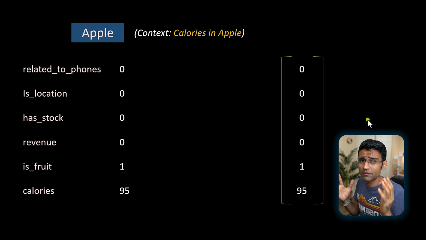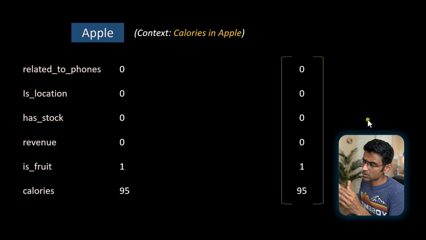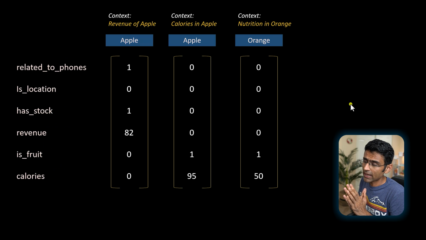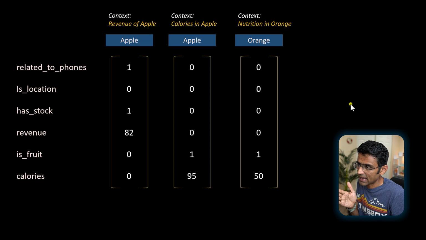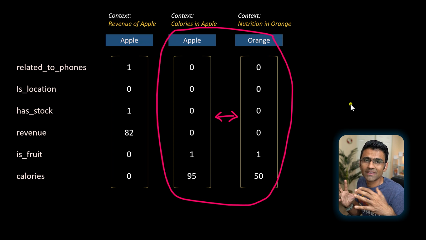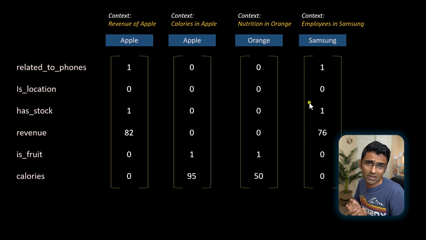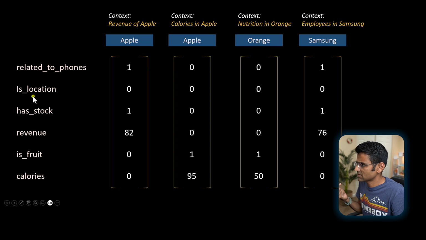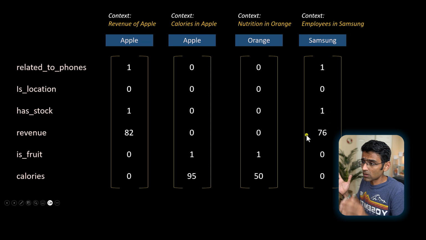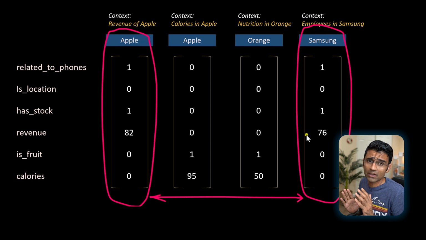If you're talking about Apple the fruit, then the embedding might look something different because the values of these properties are different. And when you have the embeddings for different words, looking at the embedding, you can say that the second Apple and the word orange are similar because look at their values, they're matching. Of course, there are some values which are not matching, but compared to the first vector, the second and third vectors are kind of similar. Same way, if you have, let's say, Samsung as a word, you can represent that into a numeric representation. Is it related to phones? Yes. Is it a location? No. And when you look at all these vectors, you can figure out that the first and the fourth vectors are kind of similar.